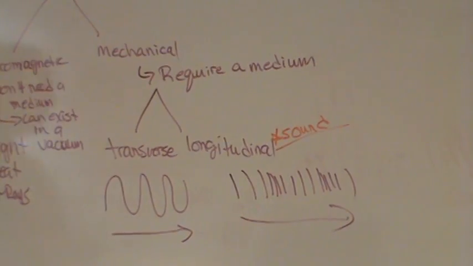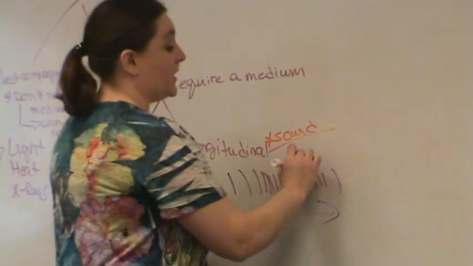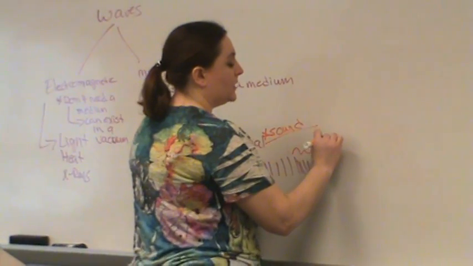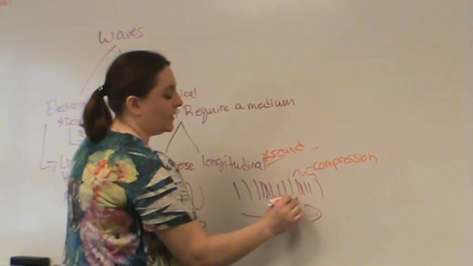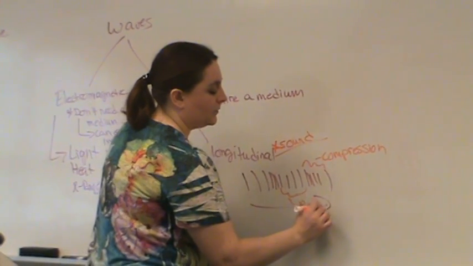And it travels through those areas of compression and rarefaction, right? Compression is when everything gets a little closer together. And then when everything kind of spreads apart, that's a rarefaction.